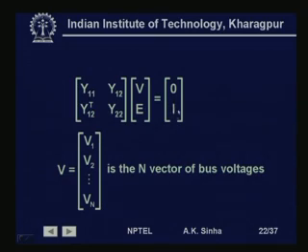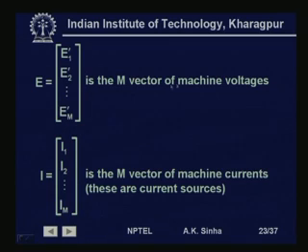So, all these loads are considered as constant admittances, and therefore, there are no injections into the system except for the generating buses, where the generators are injecting current into the system. So, we have the system relationship, which is YV is equal to I, as written here, where V1 to Vn is the n vector of bus voltages for the n bus system, E1' to Em' is the m vector of the machine internal voltages, and I1 to Im is the m vector of the machine currents. These currents are current sources, that is current injection into the network.